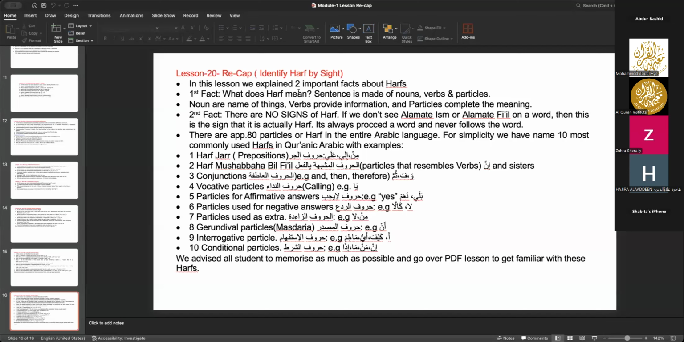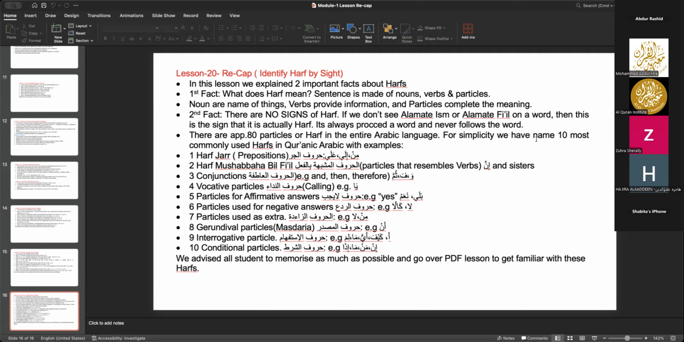In this lesson, we explain 2 important facts. First fact, what does harf mean? A sentence is made of nouns, verbs, and particles. Nouns are names of things, verbs provide information, and particles connect. Second fact, there is no sign of harf. If we do not see alamat al-ism or alamat al-fi'l on the word, then this is the sign that it is actually a harf. It always precedes the word. There are approximately 80 particles or harf in the entire Arabic language.